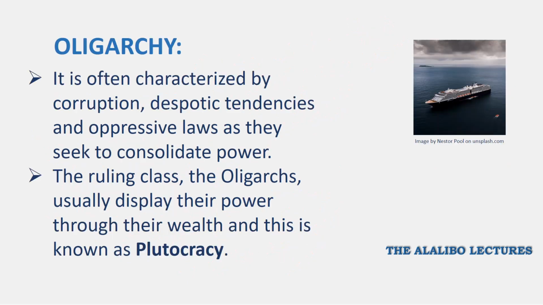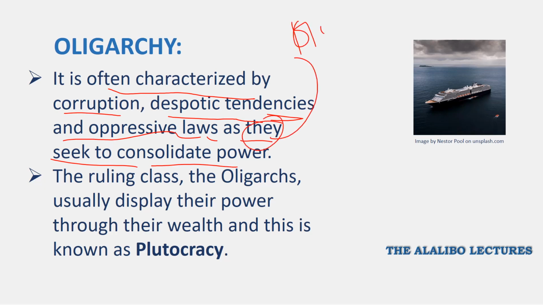Okay, so it says here, it is often characterized by corruption, despotic tendencies, and oppressive laws as they seek to consolidate power. As they who, right, the oligarchs, right? The oligarchs seek to consolidate power. And that's what they do. Because once you get power, it's very difficult to give it up. It's very difficult to compromise that power. And what you have then is continuous oppression and continuous human rights abuse and what have you.